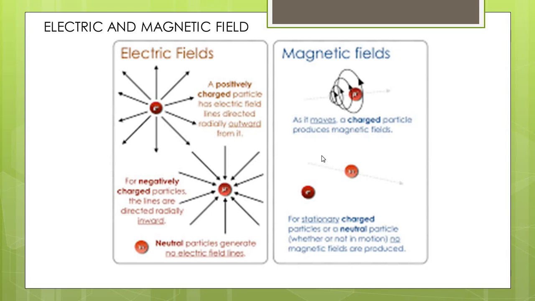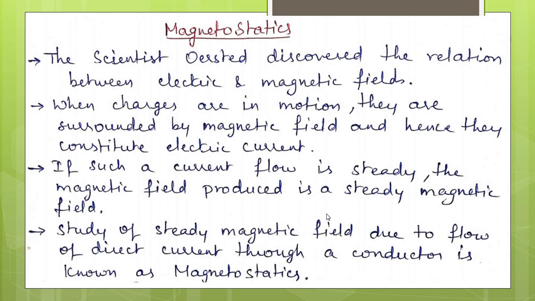Whereas in magnetostatics, moving charges produce the magnetic field, and stationary charges do not produce a magnetic field. The scientist Oersted discovered a relationship between electric fields and magnetic fields. He discovered that when charges are in motion, there is a presence of a magnetic field and electric current also, and if the current flow is steady, we call it a steady magnetic field. The study of the steady magnetic field, which is due to the flow of direct current through the conductor, is known as magnetostatics.